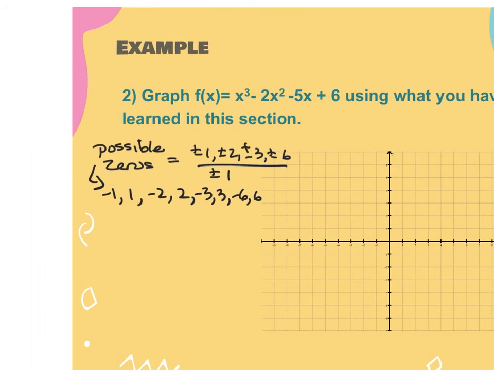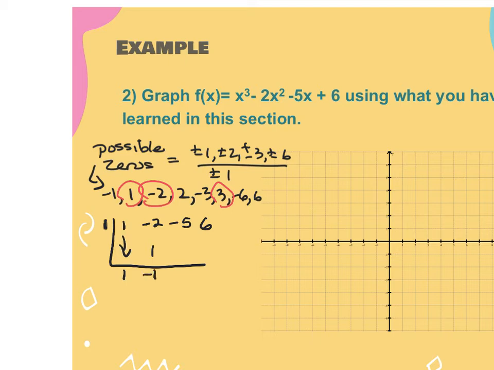Again, I said I'm going to use positive 1. We already know our zeros are going to be the 1, the 3, and the negative 2. These are the ones that work. But let's go ahead and set up the division: 1, negative 2, negative 5, positive 6. Bring down. I'm going to multiply, and add the column.